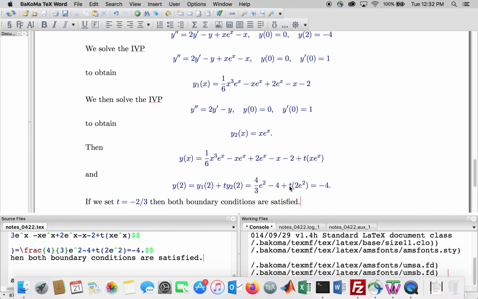Now, in this case, once we solve these two problems, there's very little work to do after that. But in the case of a nonlinear boundary value problem, an iteration will be required, because we're not able to just combine solutions in this way due to the nonlinearity. So that's what I'll take up next time.